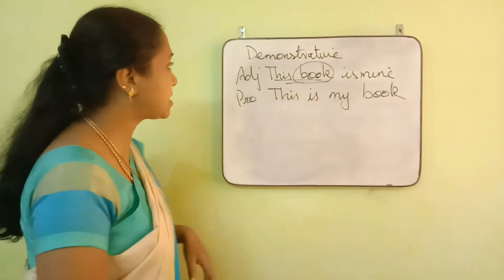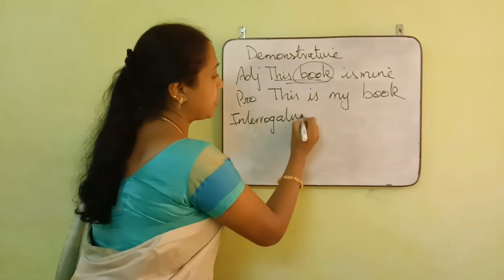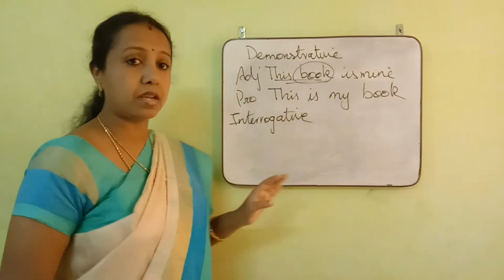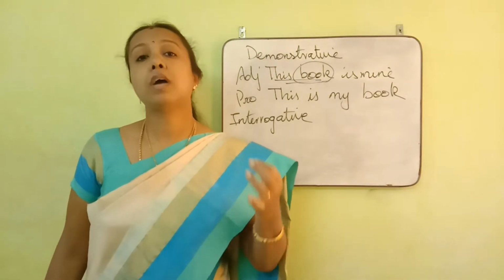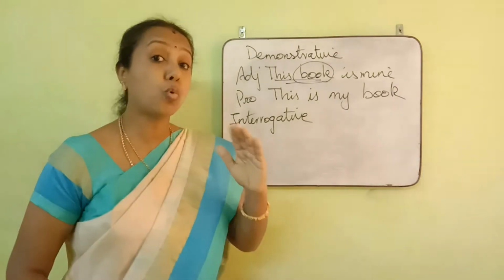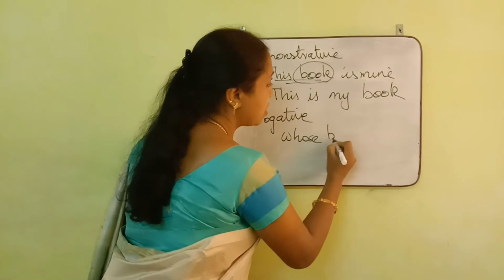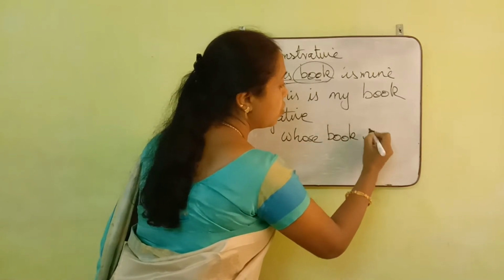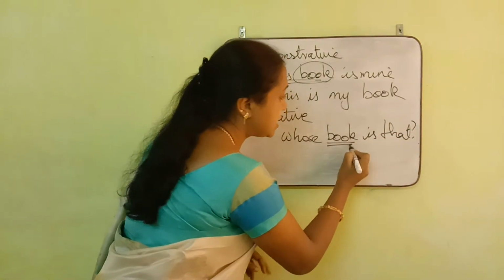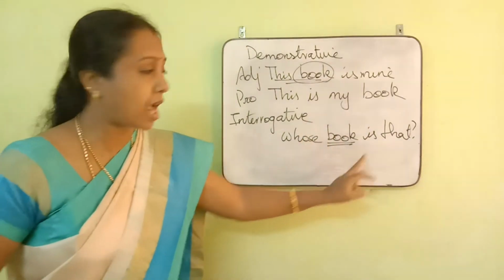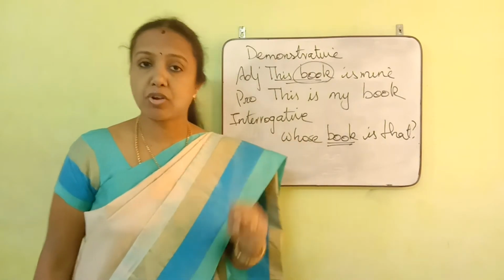The next adjective is the interrogative adjective. What is an interrogative adjective? It answers the questions where, when, how, who and whom. For example, I say whose book is that? Whose book is that? When I put the stress on the book, describing the book by using the word whose, that is called an interrogative adjective.